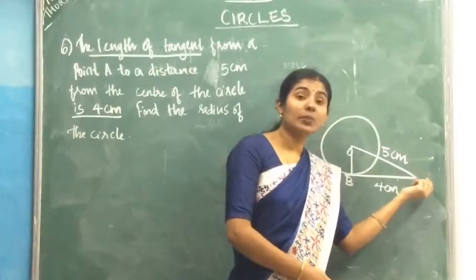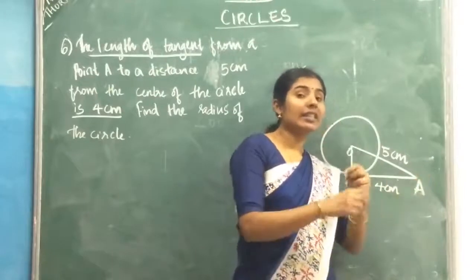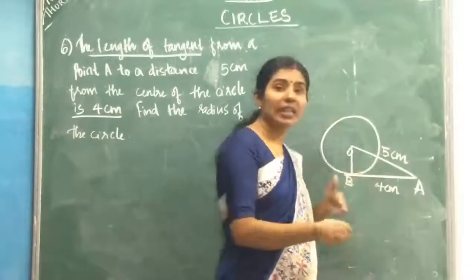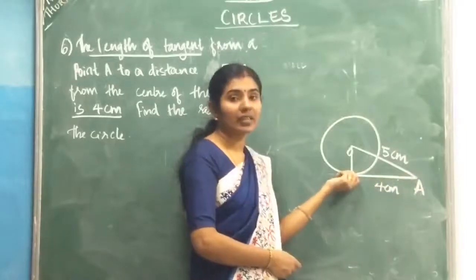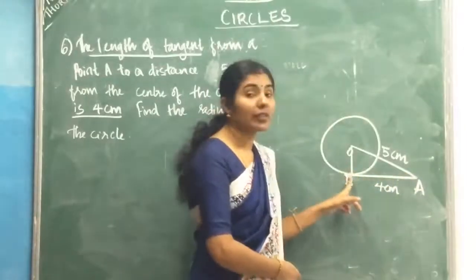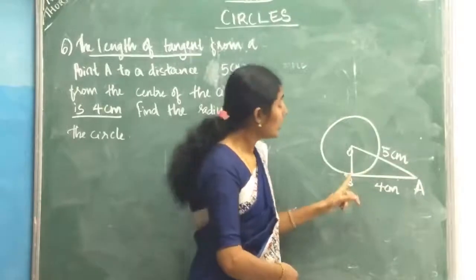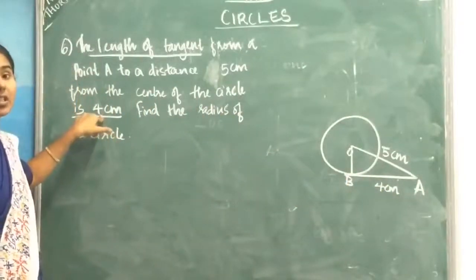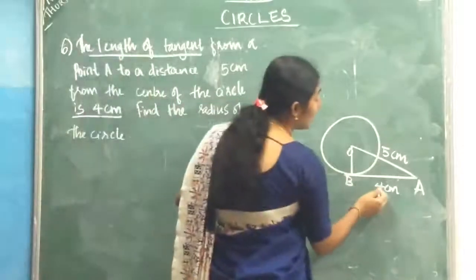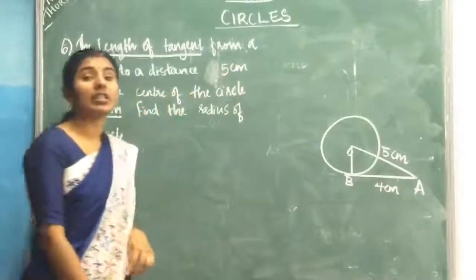So where will this point be? That is an external point outside the circle. From this point draw one tangent. The point of contact of the tangent is B. Now the length of tangent, what did they give? 4 centimeter. So you should mark the measurement 4 centimeter.